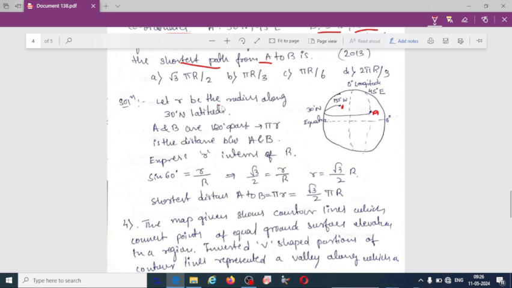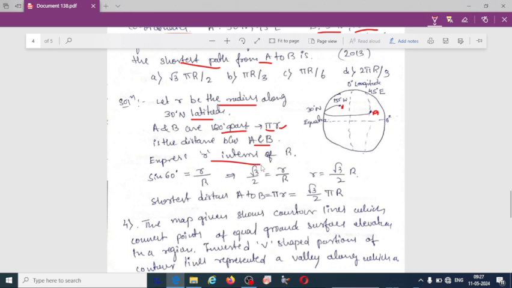So let r be the radius along 30 degree north latitude. From A to B, A and B are 180 degrees apart, that is pi r we can take. r is the radius along 30 degree N. The distance between A and B is pi r.